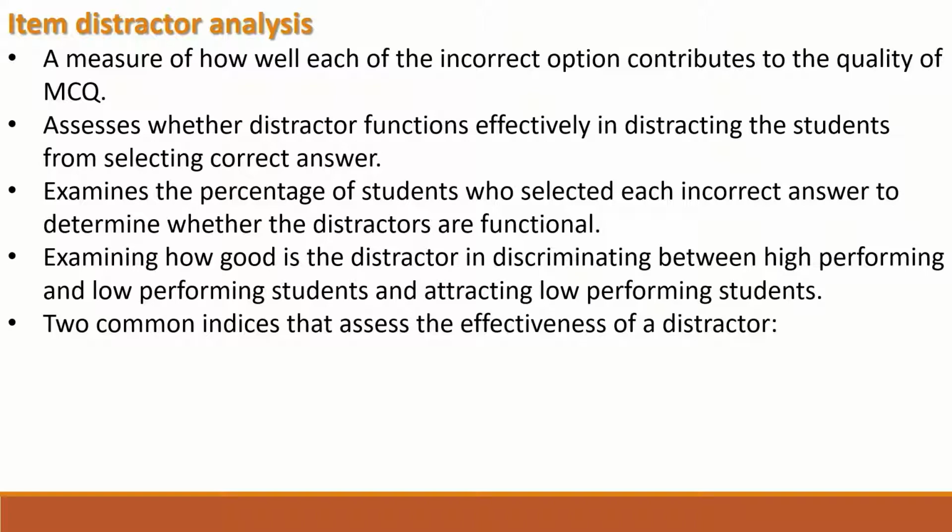The two most frequently used indices that assess the effectiveness of a distractor are the proportion value or percentage value, as it is similar to the difficulty value, and the item discrimination that is used to determine whether the distractor can discriminate between high performing and low performing students. The analysis is based on Kelly's equation method.